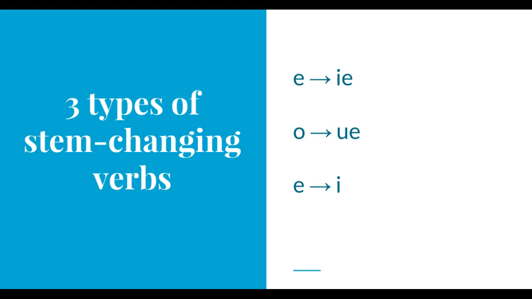Now you might be thinking, wait a minute, what about the verb jugar? In that one we changed the U to a UE. You would be correct in that, but it just so happens that jugar is the only verb that we do that with. So it's kind of in a class all on its own, and that's why I taught you that verb separately.